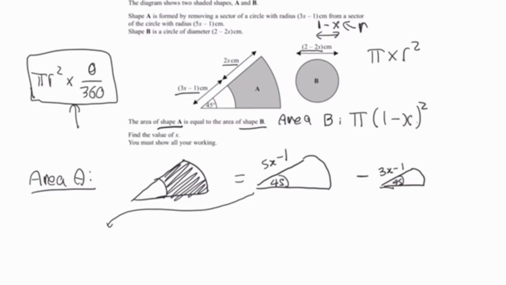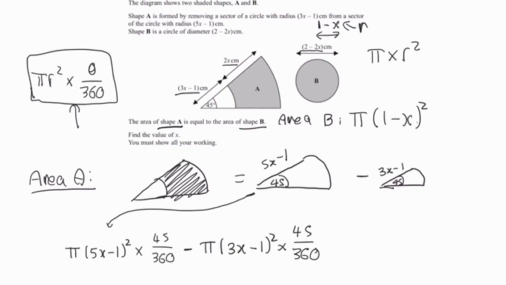So the area of A is equal to, for the big sector, pi times radius squared, which is 5x minus 1 squared, and then we multiply by theta, which is 45 over 360, and then we take it away from the area of the little sector, so that's pi times 3x minus 1 squared multiplied by 45 over 360.